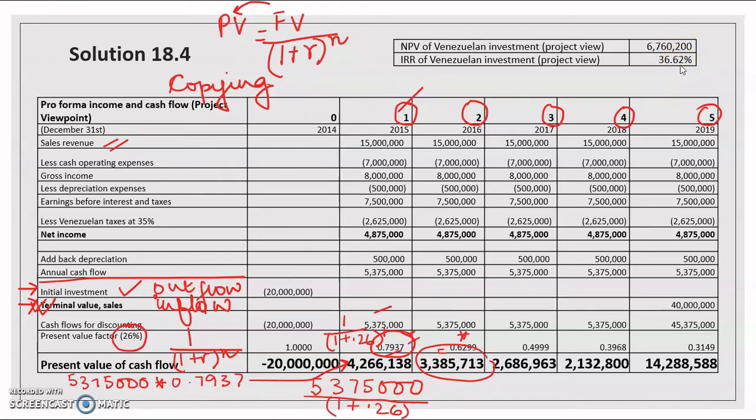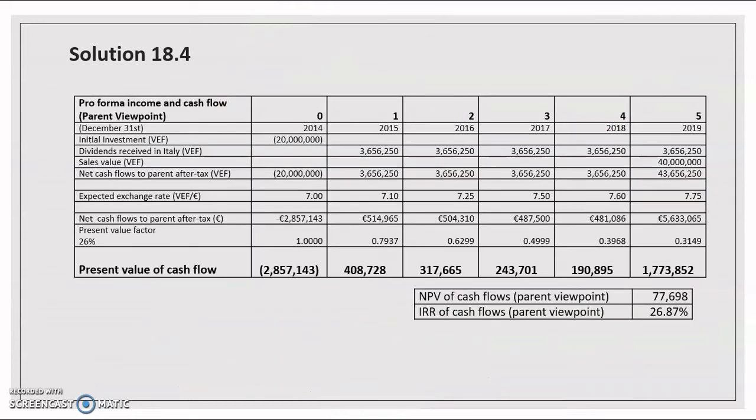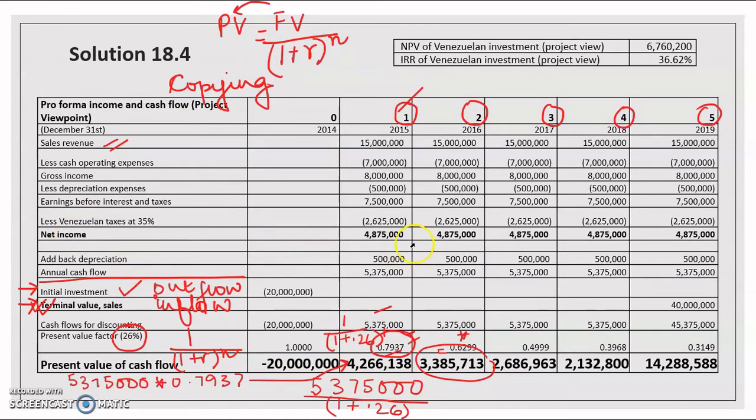We already have covered how to calculate the IRR. We will have to get a positive NPV and a negative NPV in order to find the IRR. The IRR for this project is going to be 36.62. Now comes the parent viewpoint. In order to calculate the parent viewpoint, we will first have to go back and look at the net income from your project.